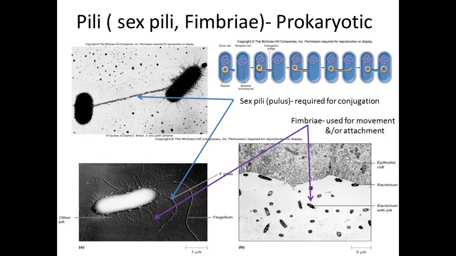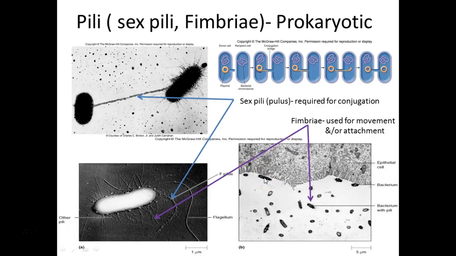Fimbriae, on the other hand, is when those protein projections tend to be smaller, and they tend to have a lot more of them. And this can aid in movement for some organisms. They can almost like twitch. But for the most part, it's used for attachment, right? To actually be able to attach to surfaces.